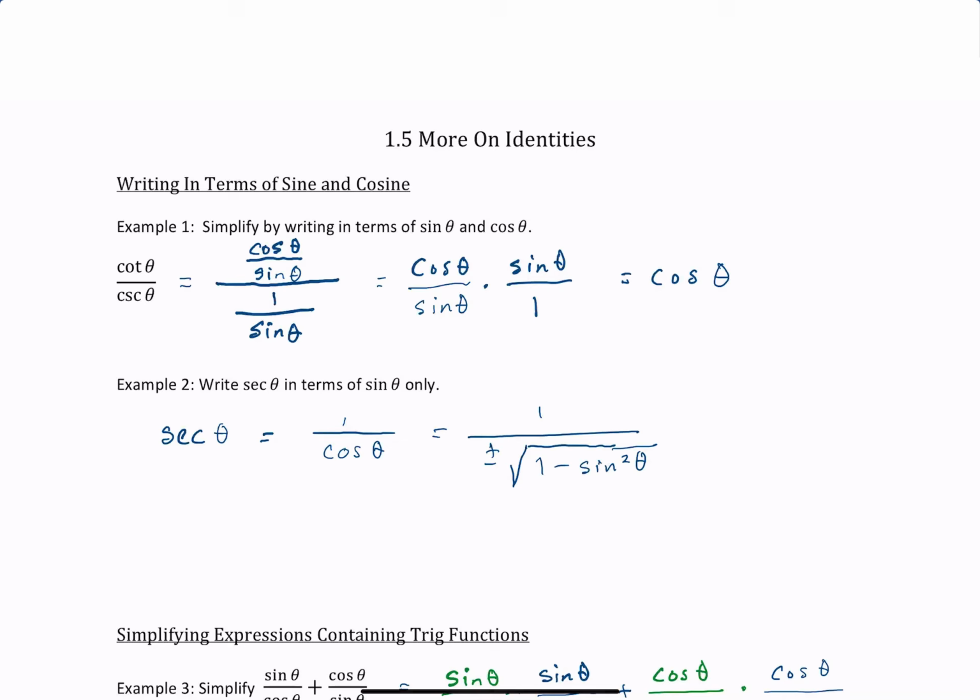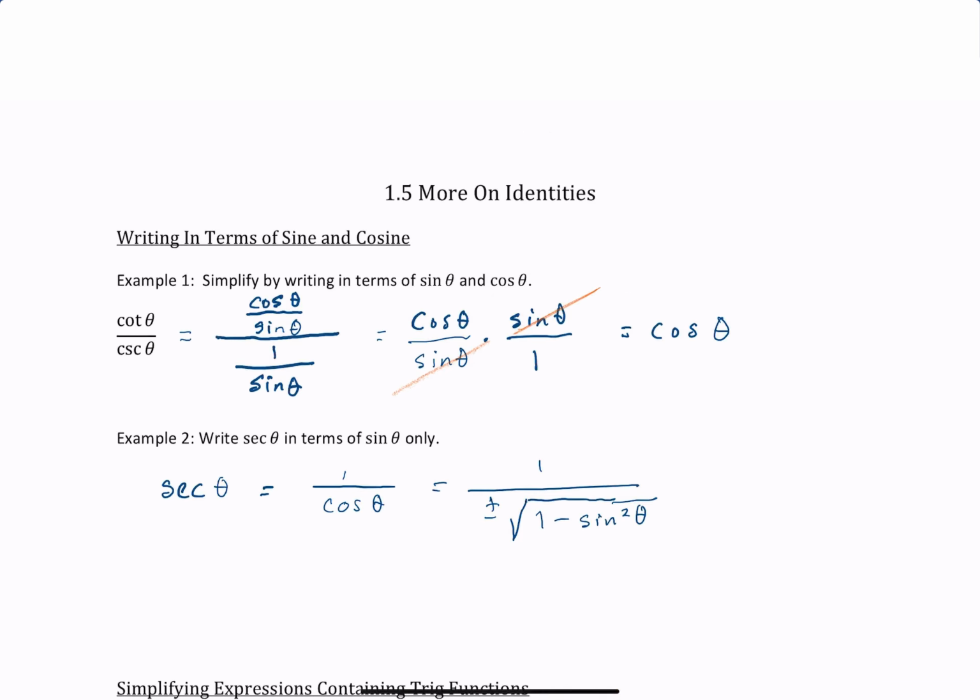For example, let's simplify cotangent of theta over cosecant of theta by writing them in terms of sine theta and cosine theta. Cotangent of theta is cosine of theta over the sine of theta, and cosecant of theta is 1 over the sine. We invert and multiply to get cosine of theta over sine of theta times sine of theta over 1. Then the sine of thetas cancel, leaving us cosine of theta, which is much simpler than cotangent over cosecant.